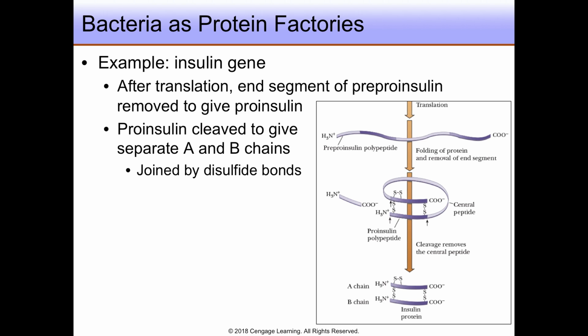You may recall that insulin is a protein that is subject to significant trimming after translation in order to give a fully functional form. The original form, pre-proinsulin, is first trimmed to give proinsulin. This is then cleaved to give separate A and B chains that are joined by disulfide bonds. None of these processes could be accomplished by a bacterial host.